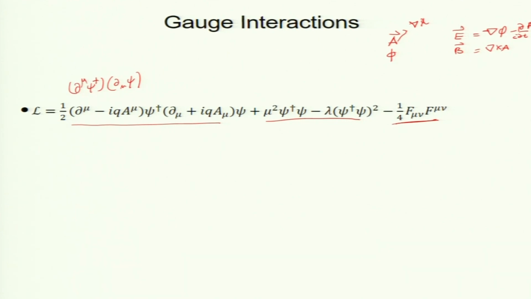So, what changes did I bring? I have added minus iQ A mu on the left and plus iQ A mu on the right. So, my derivatives are replaced by derivative plus or minus iQ A mu. Q is the charge of the matter field, and M is the mass of the matter field.